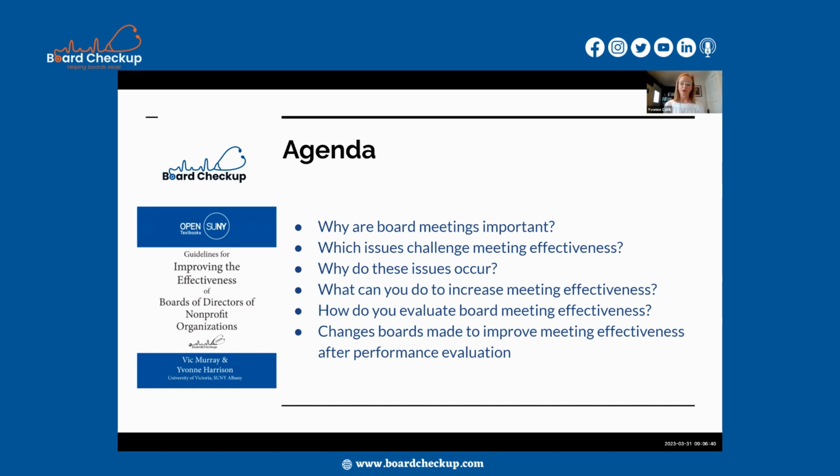around board meetings. So starting out with, why are they important, or are they important? What issues challenge meeting effectiveness? Why do they occur? What can you do to increase effectiveness? And how do you evaluate that? And then I'm going to end with actual changes that boards have made to improve meeting effectiveness through the process of evaluation.